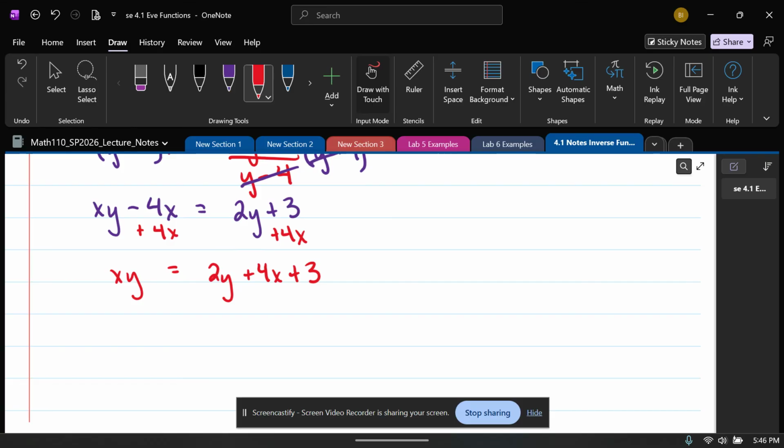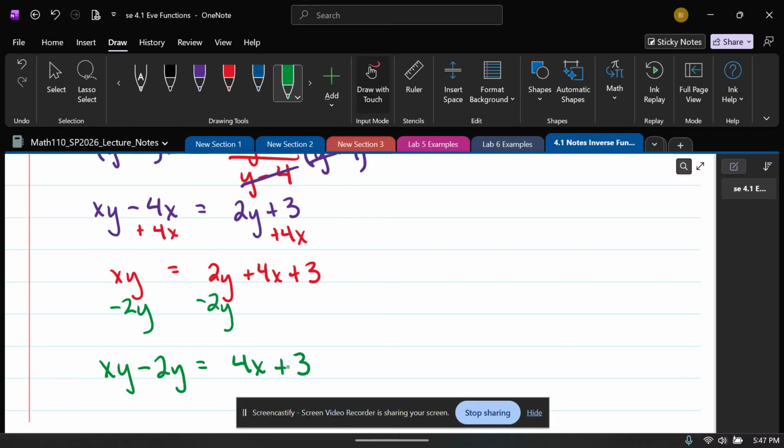Now I want to get the y's over there together. So I'm going to move this 2y. It's a positive 2y, so to move it over to the other side, what do I need to do? Subtract it. So I'm going to subtract 2y. So I have xy minus 2y equals 4x plus 3.